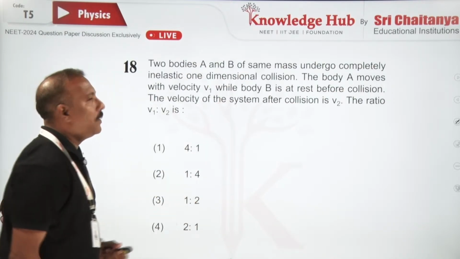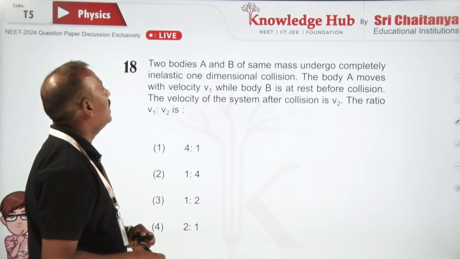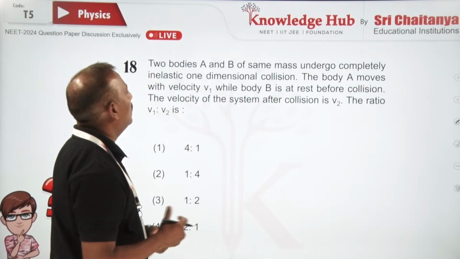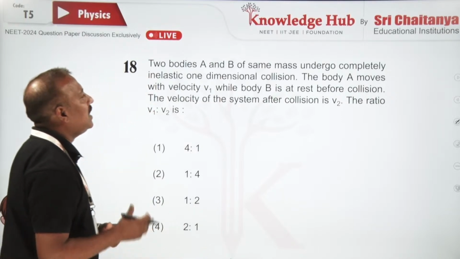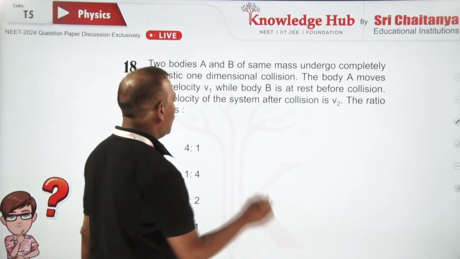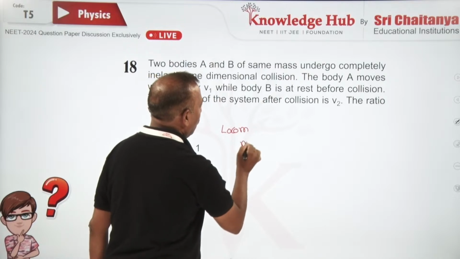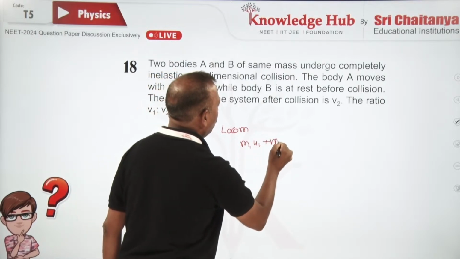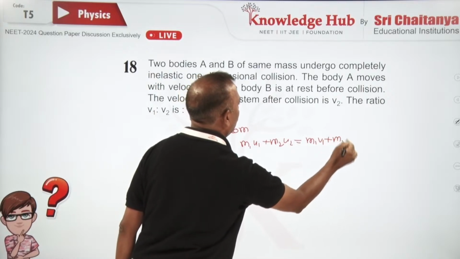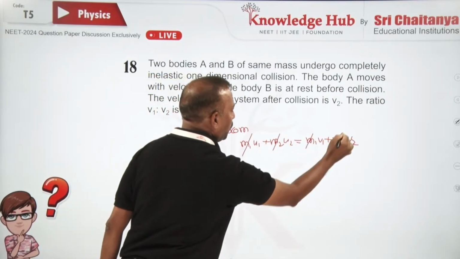Next, 18th one. Two bodies A and B of same mass undergo completely inelastic one-dimensional collision. The body A moves with a velocity v1 while body B is at rest before collision. Velocity of the system after collision. From law of conservation of momentum, m1 u1 plus m2 u2 equal to m1 v1 plus m2 v2. Here they are equal masses. The masses m1 m2 cancel out.